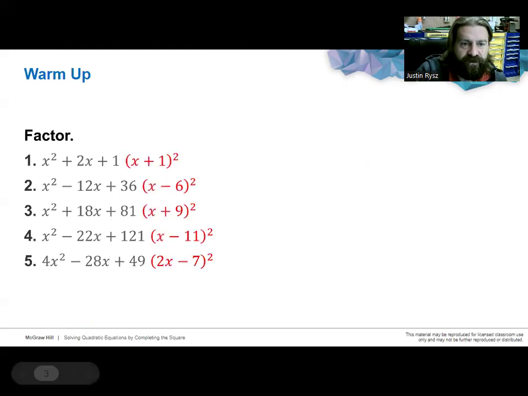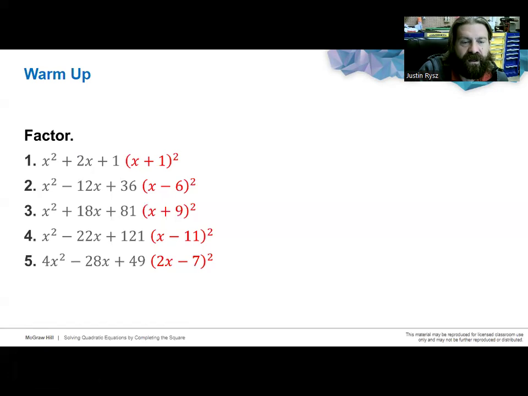Okay, let's check our answers here. All right, so if you notice, what's special about these problems is that they are all basically the same factor twice here. So what two numbers multiply together to give you 1, add together to get 2? That's 1 and 1. And we would write x plus 1 times x plus 1, or x plus 1 squared.